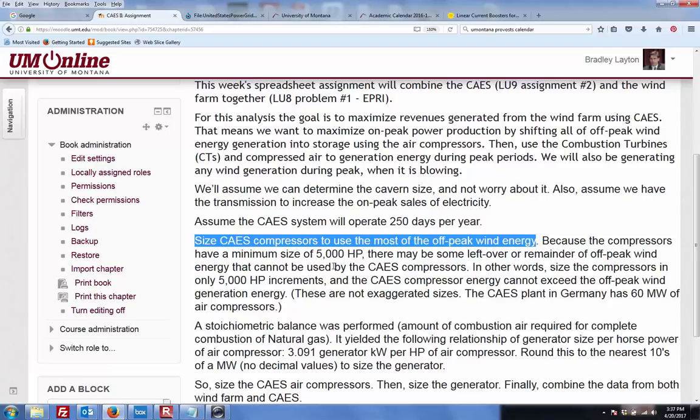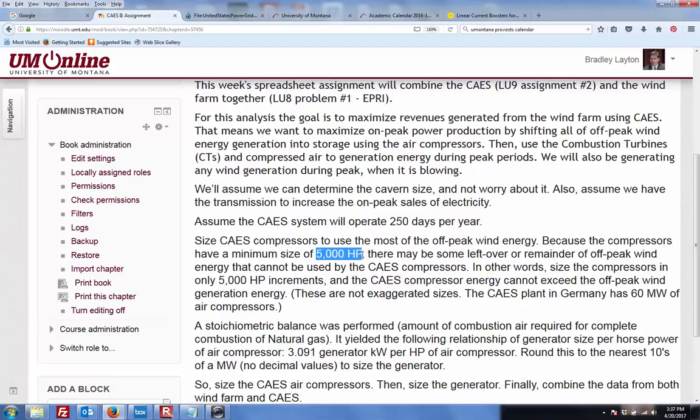Okay, because the compressors have a minimum size of 5,000 horsepower, there may be some leftover or remainder of off-peak wind that cannot be used. In other words, size the compressors in only 5,000 horsepower increments, and the CAS compressor energy cannot exceed the off-peak generation. 60 megawatts. 60 air compressor. Yeah.